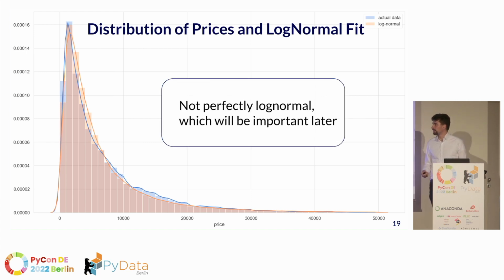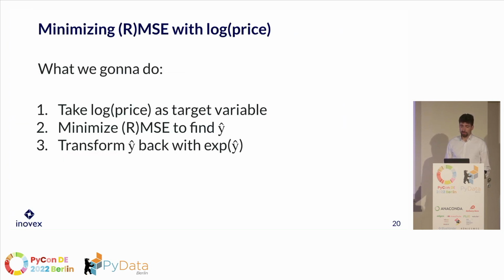This will be important later, but you might come to the idea, well, there may be outliers and it looks a bit skewed, so why not just apply the logarithm, and the data will look better. So let's just try this and see what happens. We take the log of the price as our new target variable. We're going to minimize using the root mean squared error again.